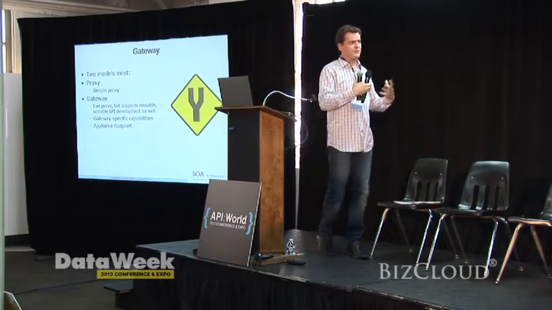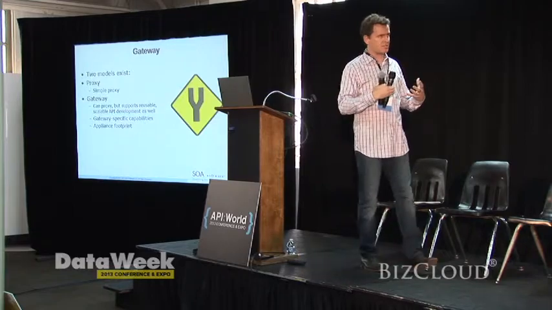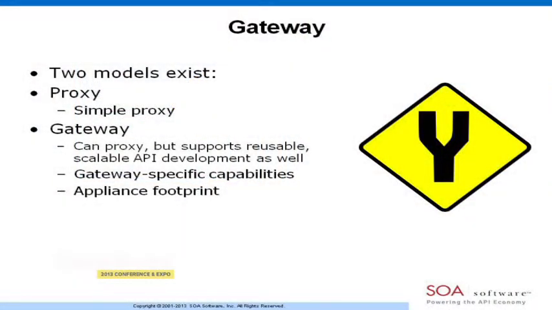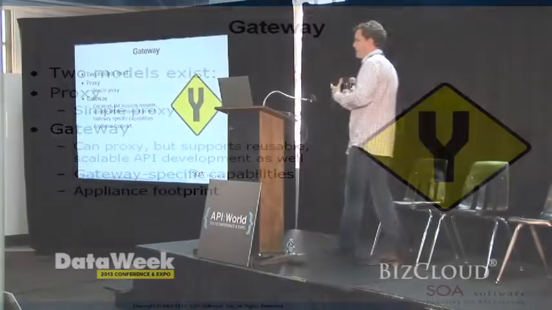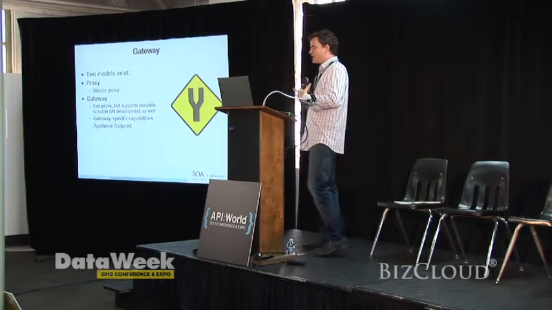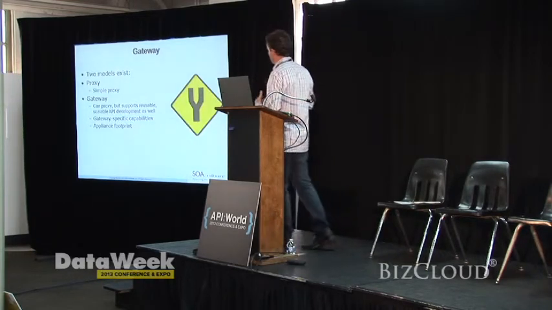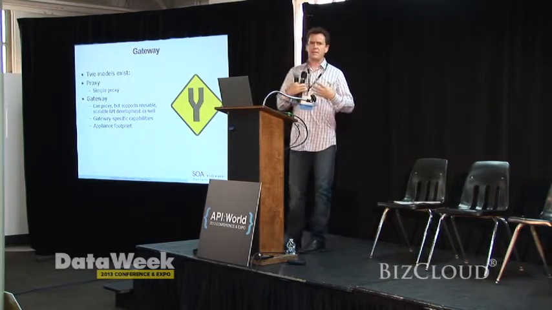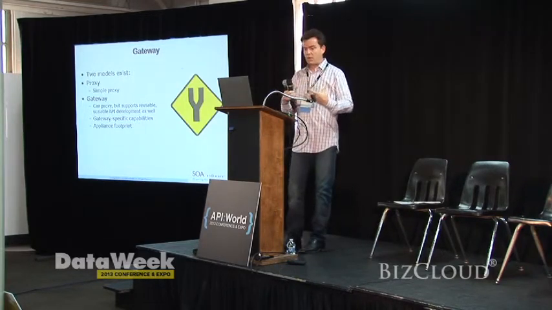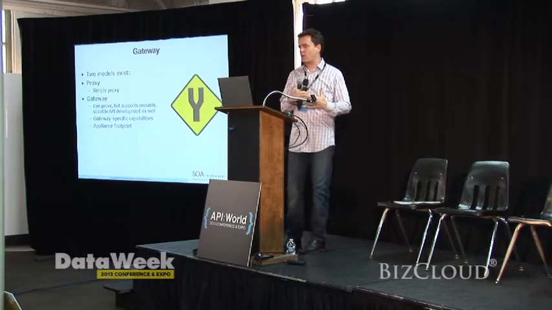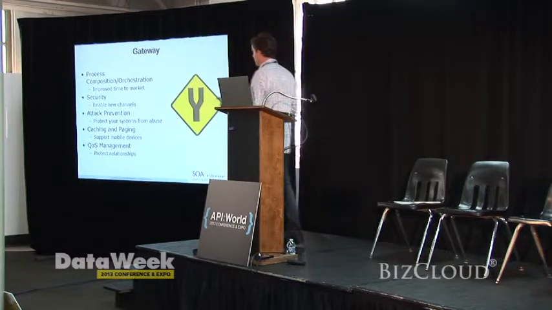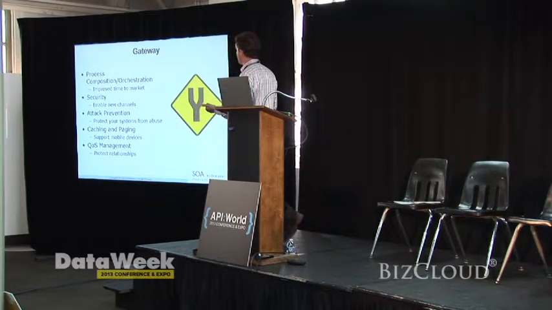And there's essentially 2 different flavors of this gateway. There's a simple proxy, or there is something more complicated or more feature-rich, which supports reusable, scalable API development. And that has a lot of gateway-specific capabilities that I'll mention in the next slide, but it's also available in different footprints, like an appliance. There's vendors like ours and others that will actually sell you an appliance that can be your API gateway within your organization and handle a lot of things like process composition and orchestration, gives you improved time to market.